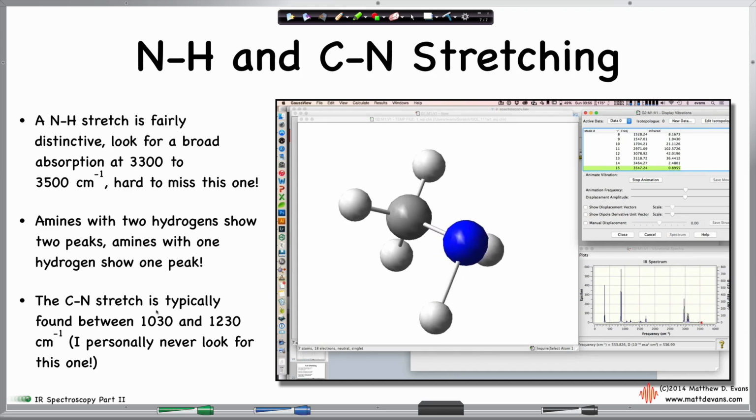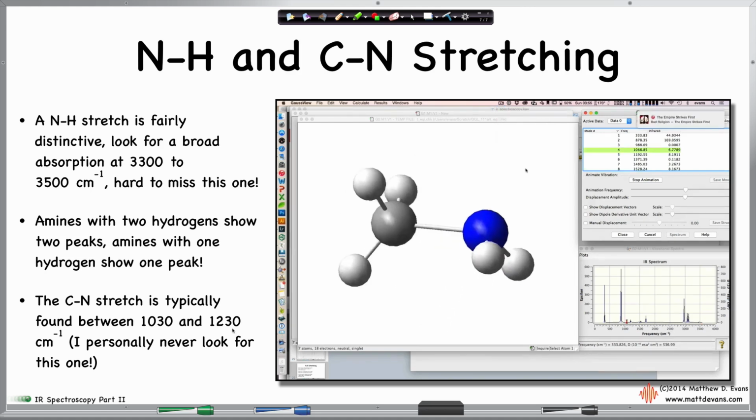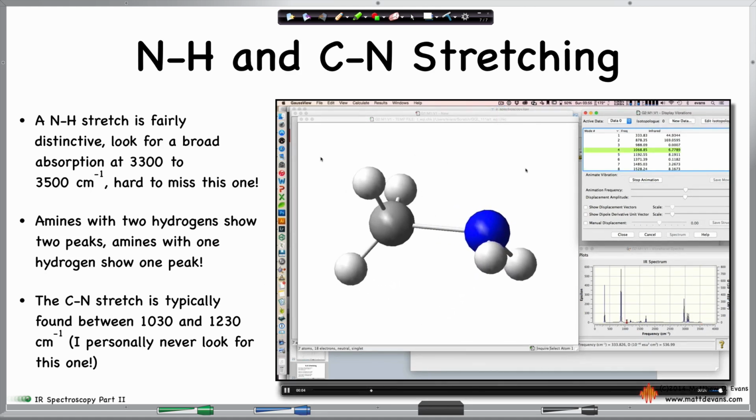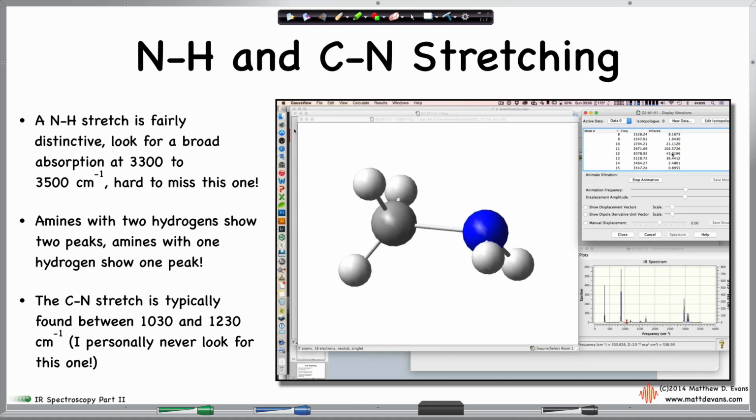The CN stretch is typically between 1030 and 1230. Once again, I rarely look for that one. It's usually buried. It's hard to find. All right, let's see what we can find in terms of an example.